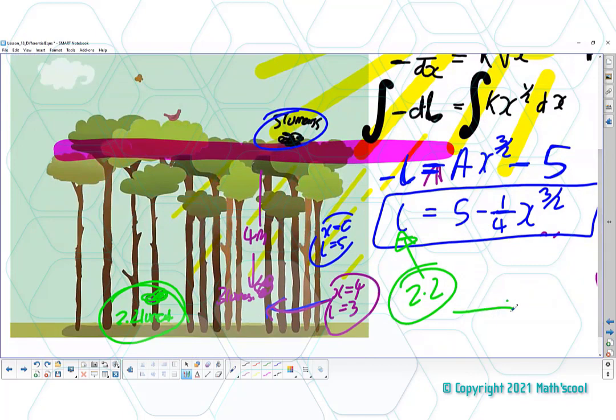You put in L is 2.2. What value of X did that give you? Sam?